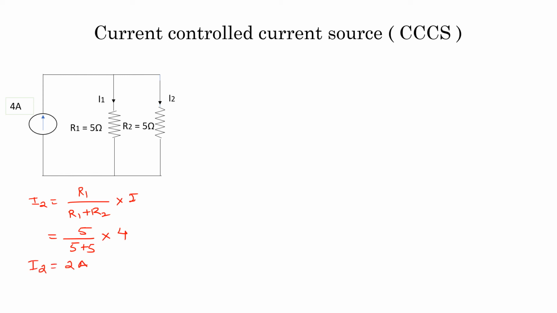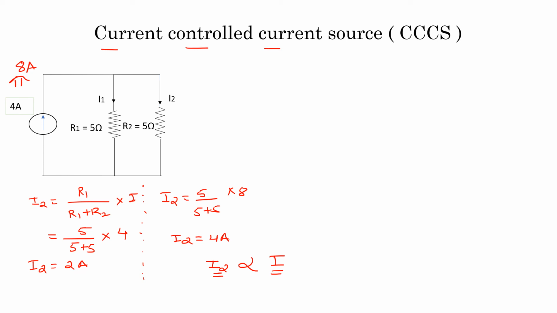Now suppose I change this I to 8 ampere. If I use the same formula again to calculate I2, I will get I2 is equal to 5 divided by 5 plus 5 into 8. So I2 is equal to 4 ampere. Now from this I can conclude that I2 current is directly proportional to I. That means my current I2 depends on input current I. That's why it is known as current controlled current source.